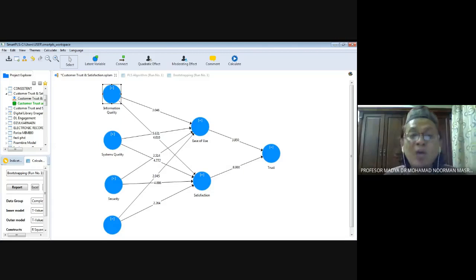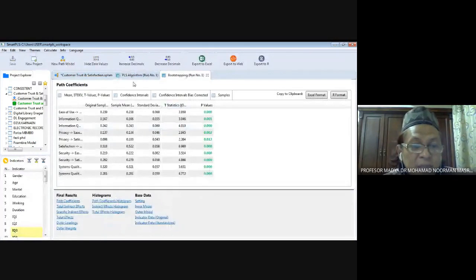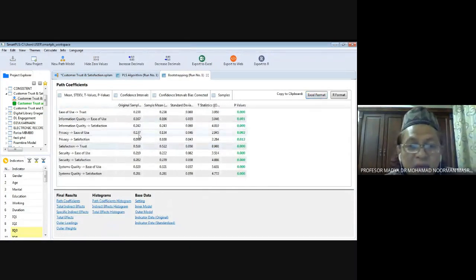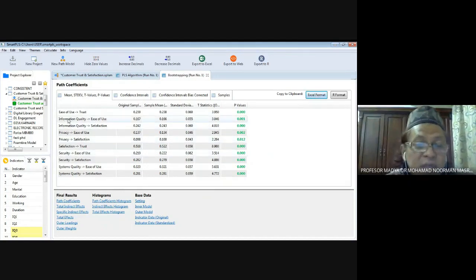So how are you going to report? You are going to report by copying this table. You copy it in Excel format, put it in your Excel, and then highlight only those relationships that are relevant. Those arrows or relationships that are not in the hypotheses of your study, you just remove or eliminate them from the table. All right, so this is the table that you have to report.